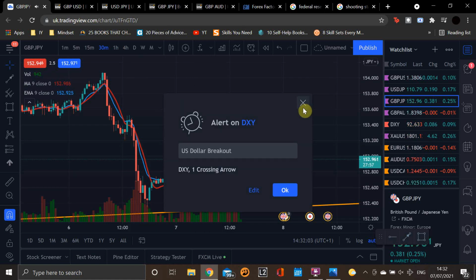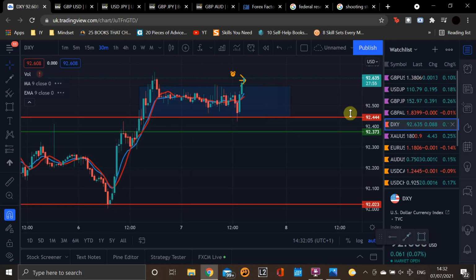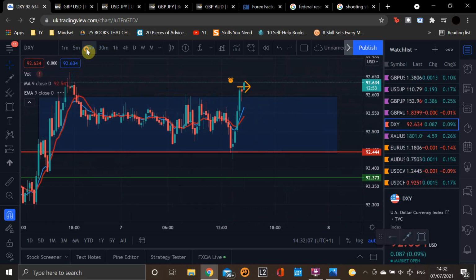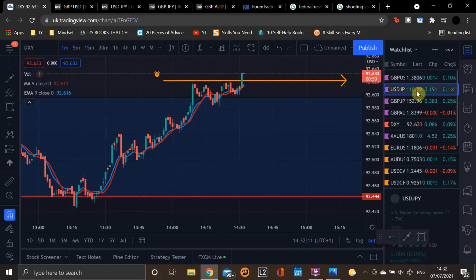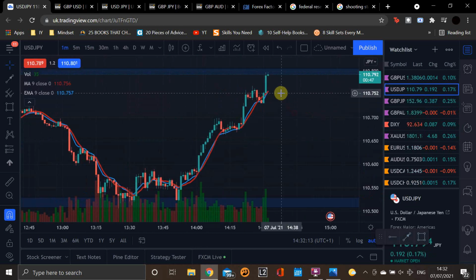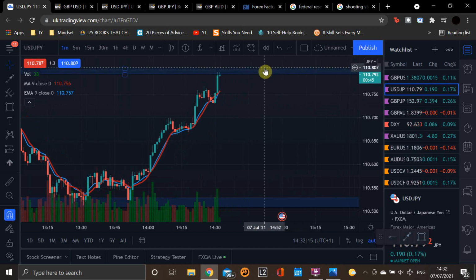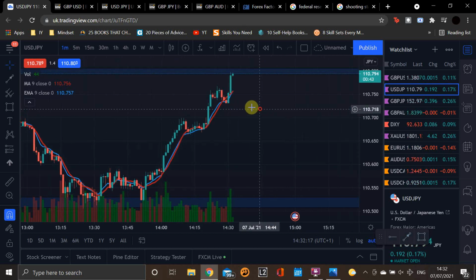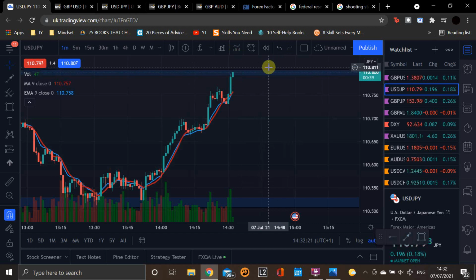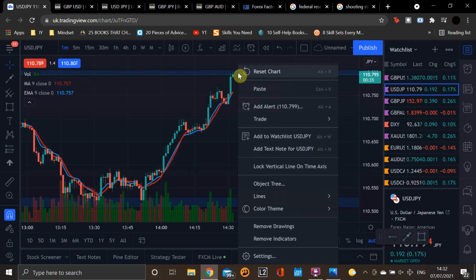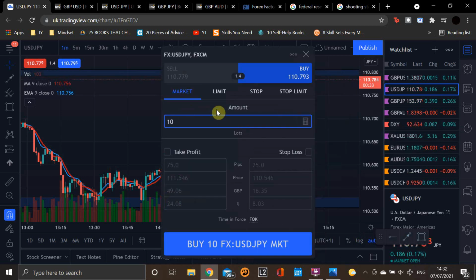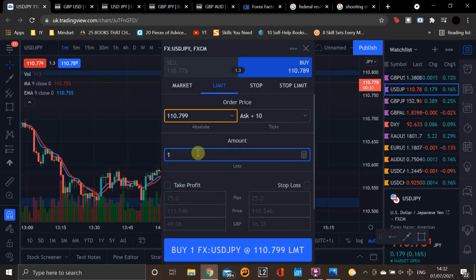DXY crossed an arrow, US dollar breakout. Cool. So that means we can be bullish on USD JPY, if we get any candlestick confirmations. Yep, buying now. I can usually tell when it's about to.